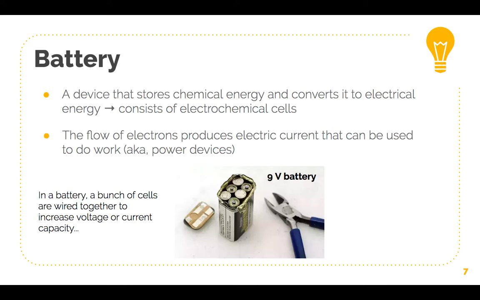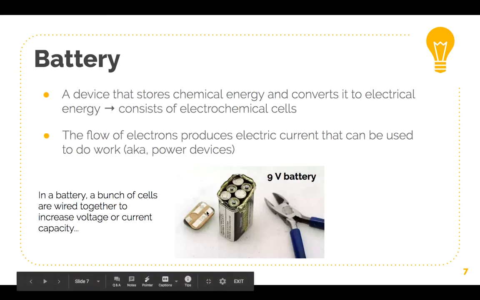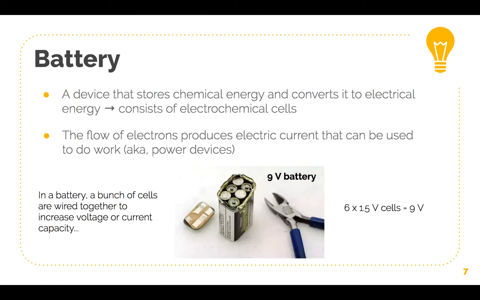Within a battery, there are a bunch of cells that are wired together to increase voltage or current capacity. Like I said before, we will be using 9-volt batteries at some point during this year. And if you actually open up a 9-volt battery, you see six 1.5 volt cells or batteries, and those are wired together to equal that 9 volts of power within a 9-volt battery. So it's not just one big chunk, it's actually six 1.5 volt cells that are wired together, and that adds up to 9 volts. So it's kind of cool.